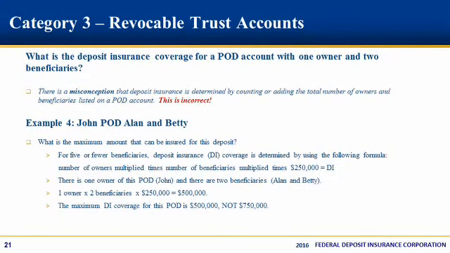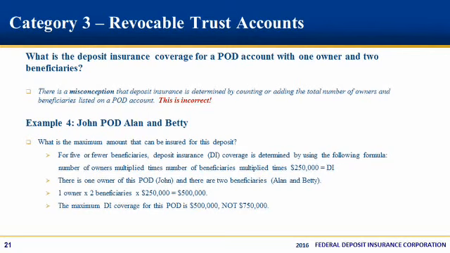The next misconception we will discuss concerns determining deposit insurance coverage for a payable in death account with one owner and two beneficiaries. The misconception is that deposit insurance coverage is determined by counting or adding the total number of owners and beneficiaries listed on a payable in death account. This is incorrect. Let's look at example number 4. Let's assume John is opening a payable in death account in a bank, naming his son Alan and daughter Betty as beneficiaries. Assuming this is the only revocable trust account that John has at this bank, what is the maximum insurable amount of deposit insurance coverage for this account?